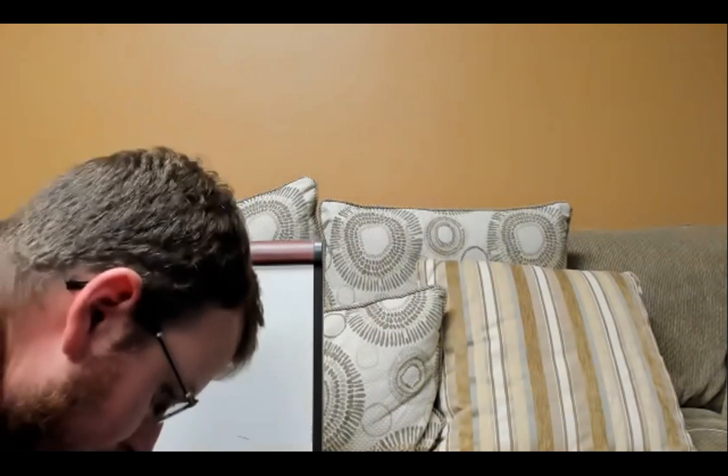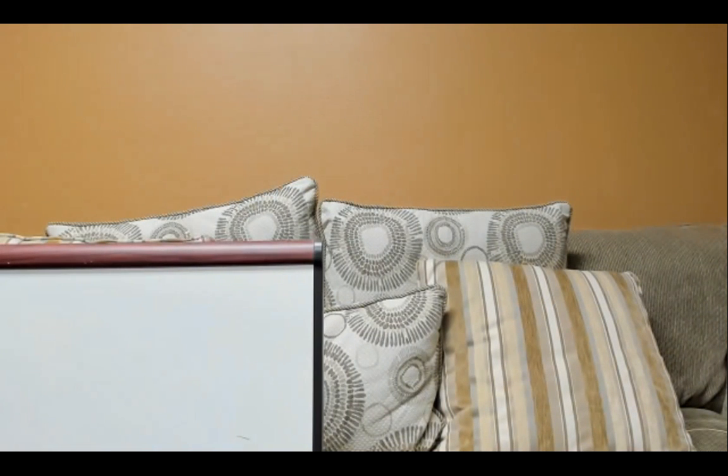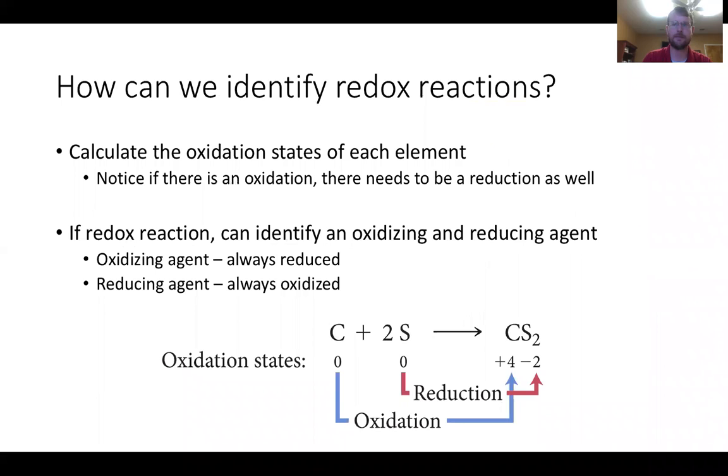All right. So let's go ahead and finish up chapter 5 by talking about how we can determine if something is oxidized or reduced. Here's how. We look at the equation and then calculate the oxidation states of each element. If this is a redox reaction, then you have to have something that's reduced and something that's oxidized.